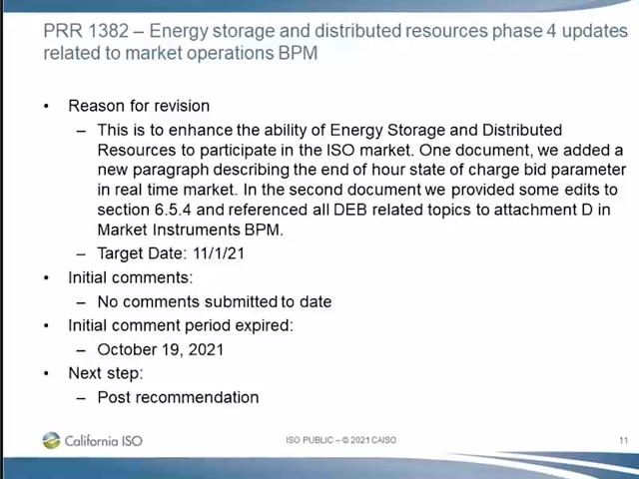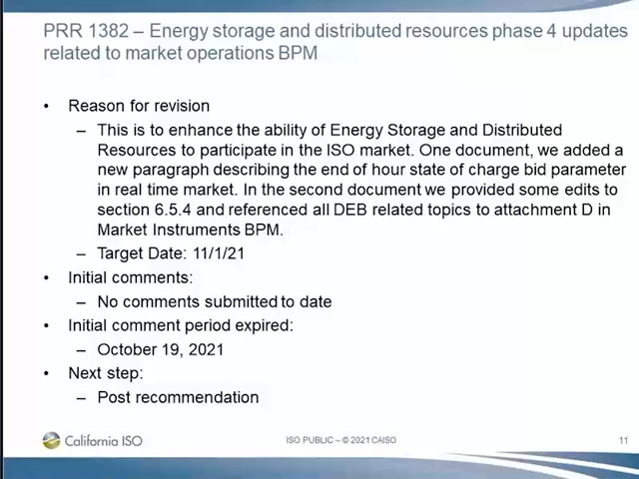I'll move on to PRR 1382. This is to enhance the ability of energy storage and distributed resources to participate in the ISO market. It includes enhancement to the default energy bids, calculations for storage resources related to energy cost, variable cost, and price-based opportunity costs. This is also targeted for November 1st for release. No comments submitted, and the comment period expired on October 19, and our next step is the initial comment would be due.